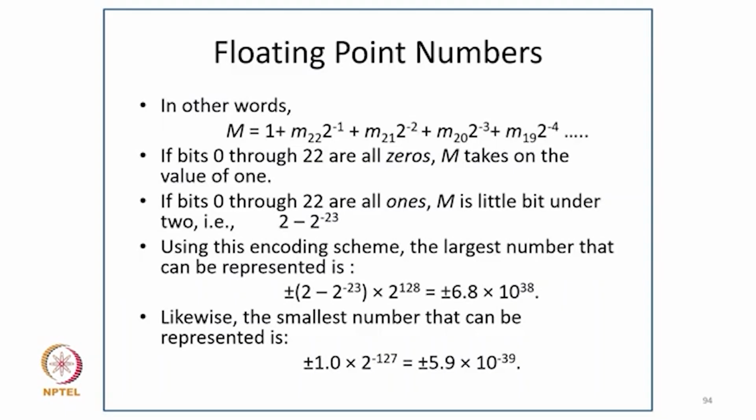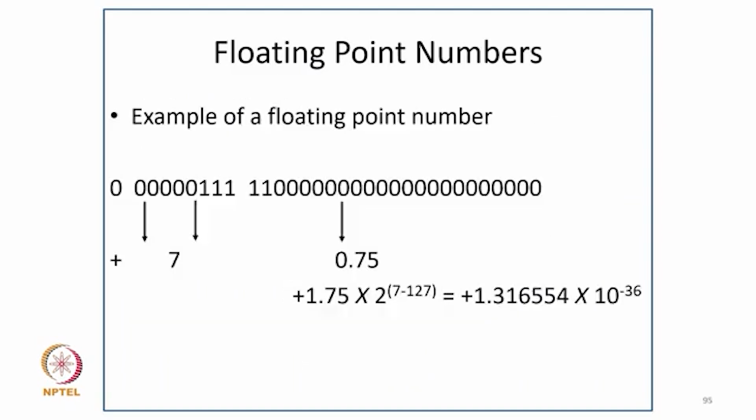Using this encoding scheme, the largest number that can be represented is plus or minus (2 minus 2 to the power minus 23) times 2 to the power 128, equal to plus or minus 6.8 times 10 to the power 38. Likewise, the smallest number that can be represented is plus or minus 1.0 times 2 to the power minus 127, equal to plus or minus 5.9 times 10 to the power minus 39.